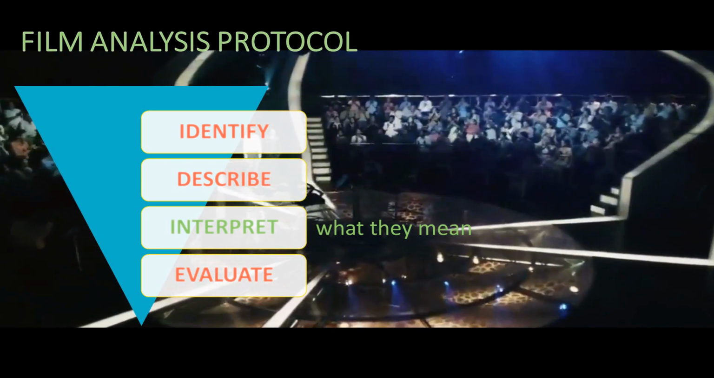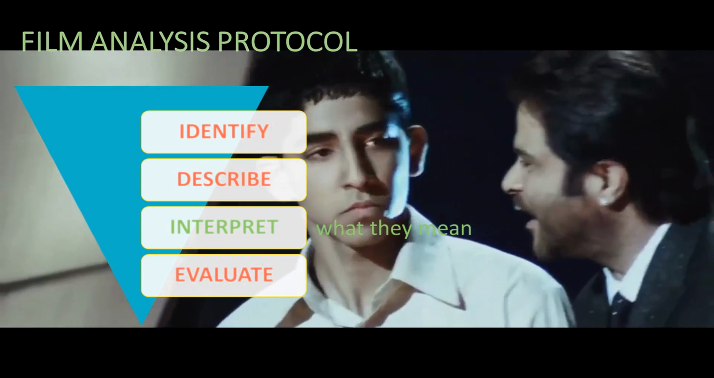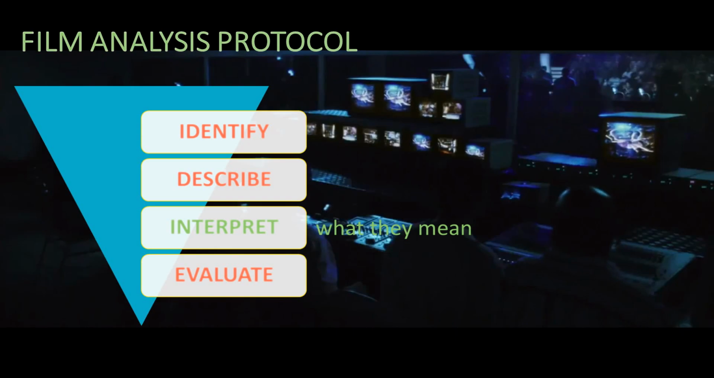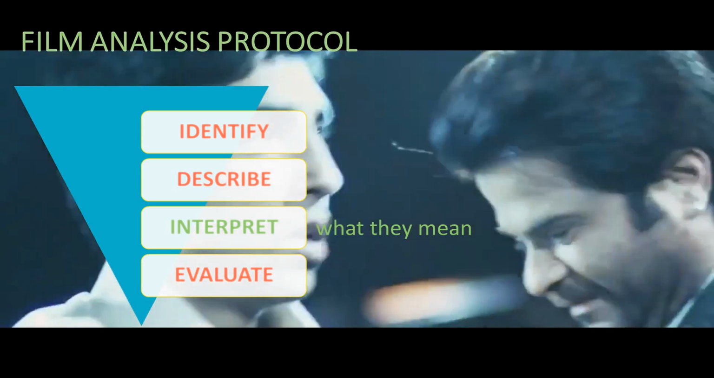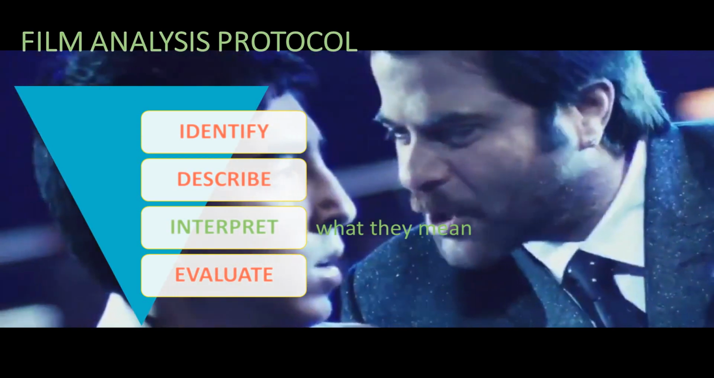Once we've described how the film technique is used, we can offer an interpretation. The description will act as evidence for your interpretation. Interpreting a film technique means discussing how it adds meaning. How might it make the audience feel? What does it reveal about the characters? How does it help explore the themes of the movie?